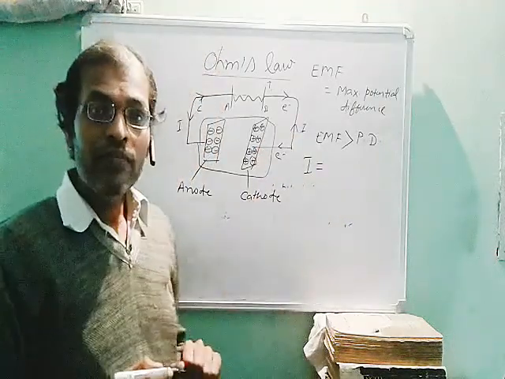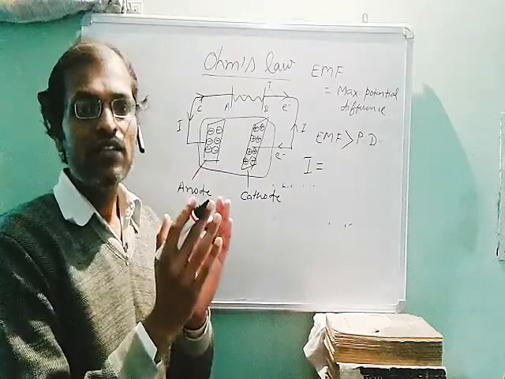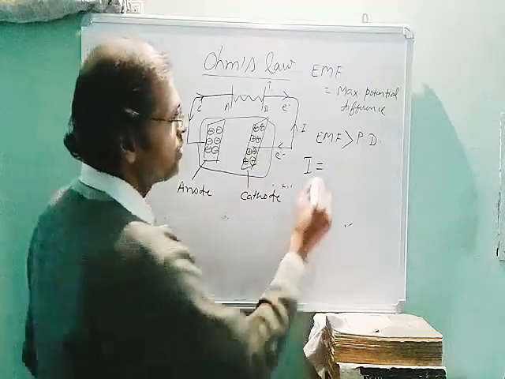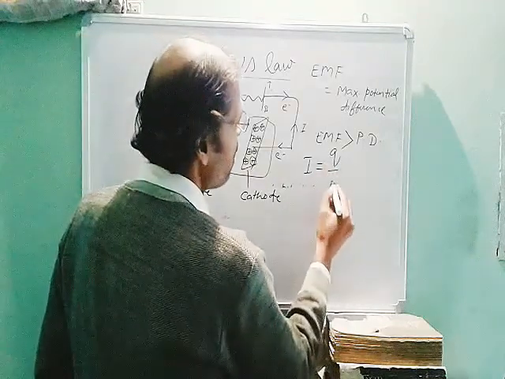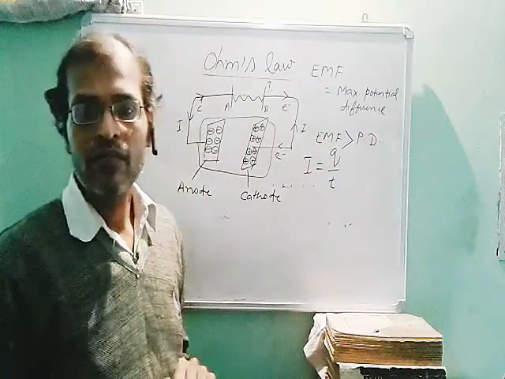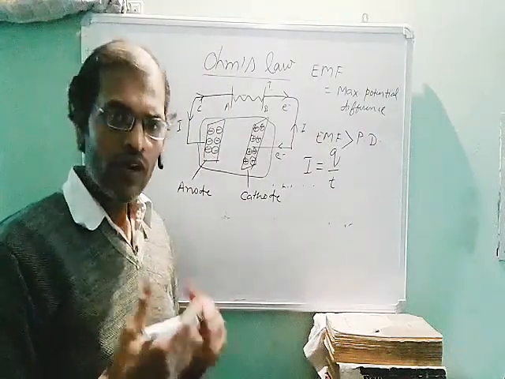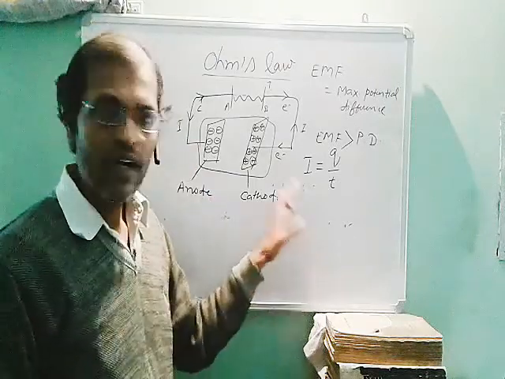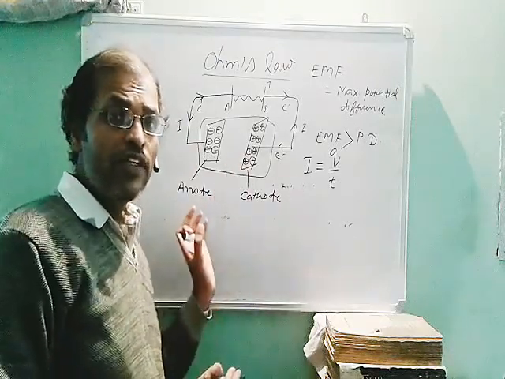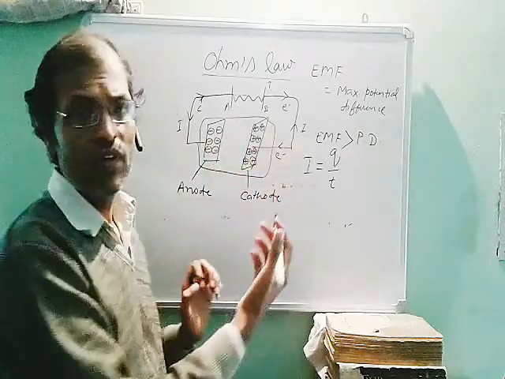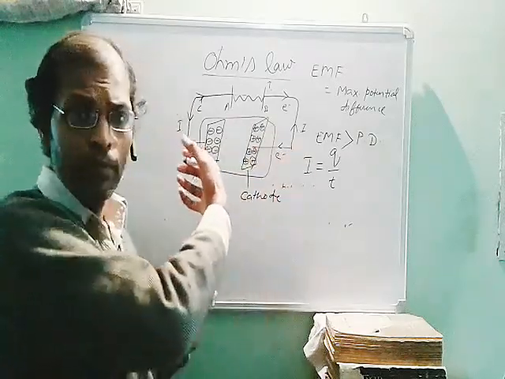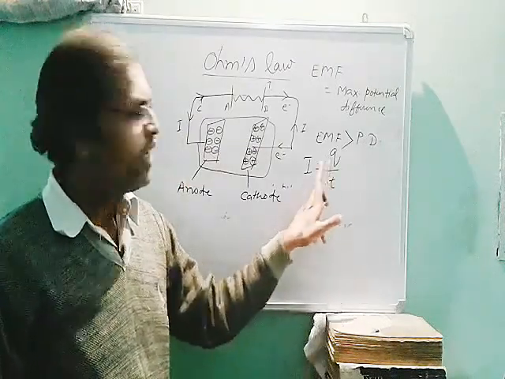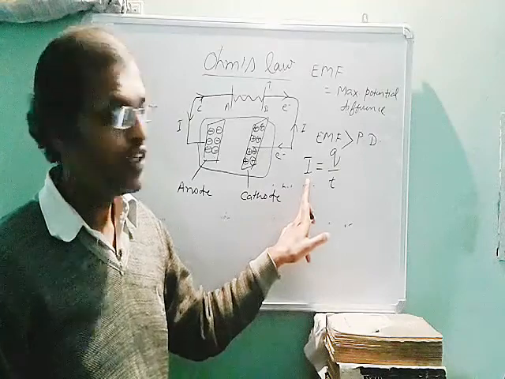Actually, current means the charge that passes through a wire in unit time is called current. Q upon T. In unit time, whatever amount of charge flows through a wire is called current. So, what does it mean? If electrons are pulled with greater force, then the charge will be more and current will be more.